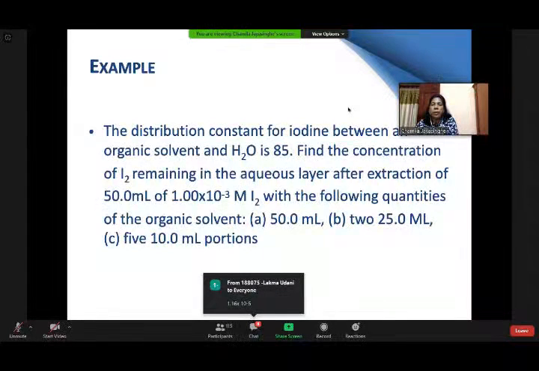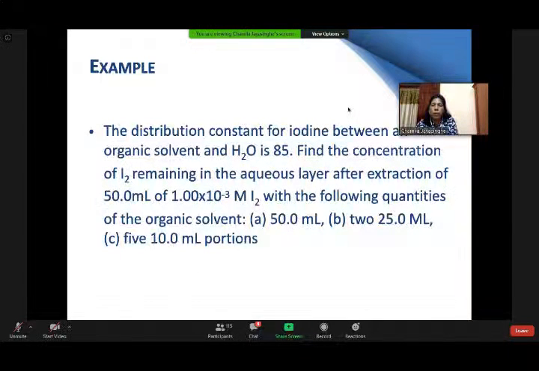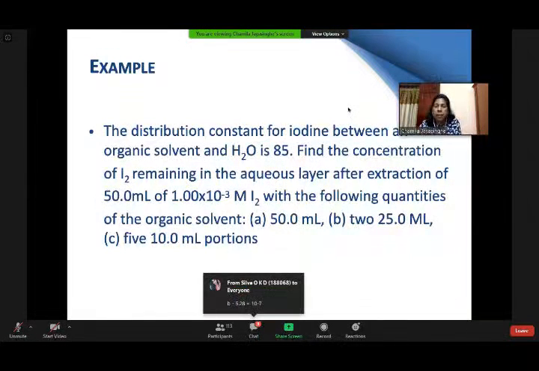Then go to the second one, the B. B says, see, everyone got the answer. Then the second time what they do is they use 25 ml 2 times. So the total is 50. They have used 25 into 2 times. Now apply the same values to the previous equation and see, and let me know what would be the answer.